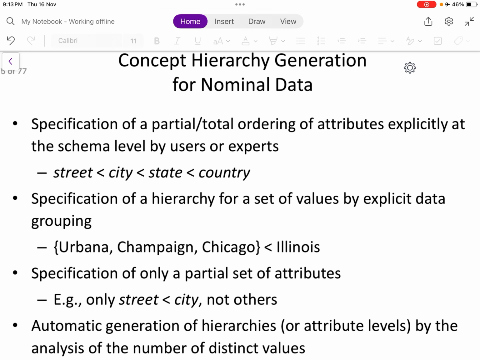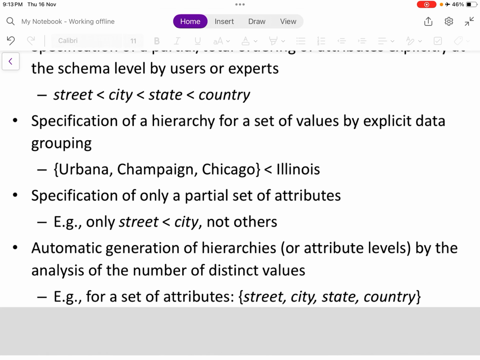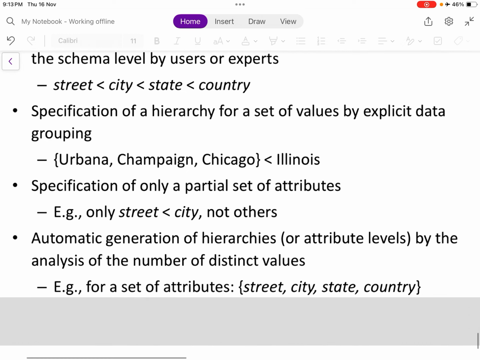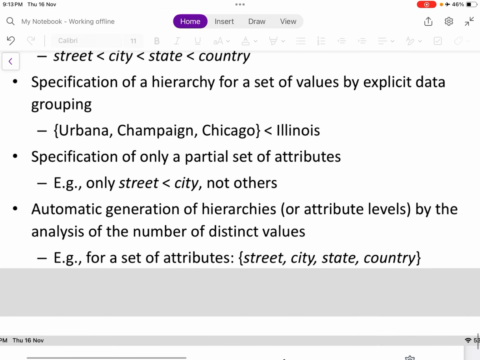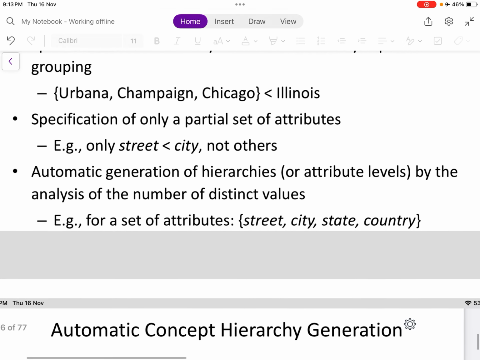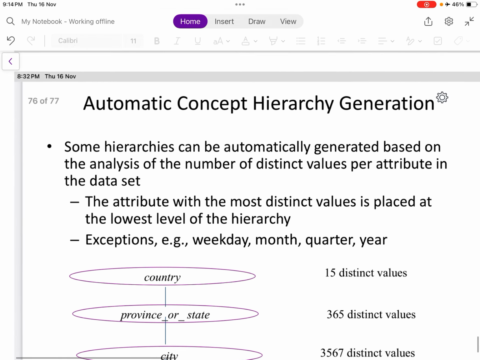Specification of a hierarchy for a set of values by explicit data grouping: Urbana, Champaign, Chicago. So that is less than Illinois. Specification of only a partial set of attributes, for example only street, not others, so you're not including other things.